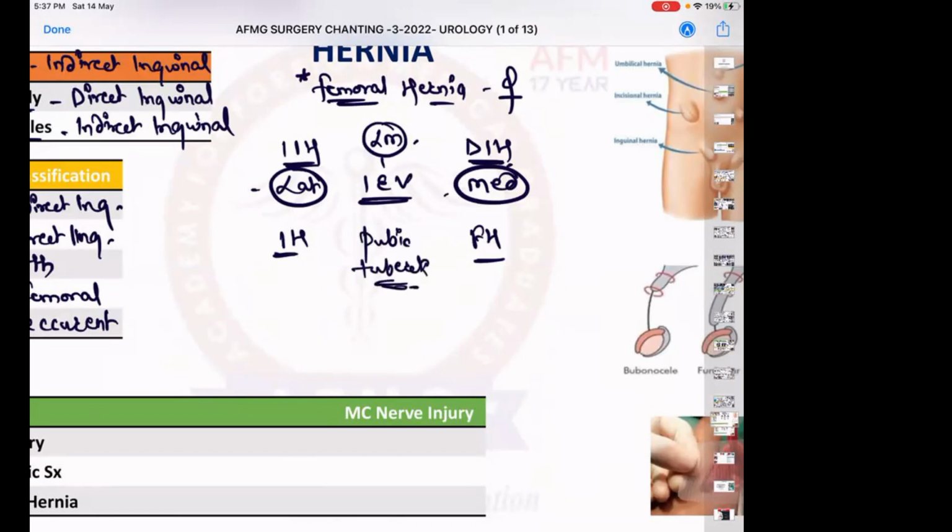So please remember, an inguinal hernia is usually above and medial to the pubic tubercle, whereas a femoral hernia is below and lateral to the pubic tubercle.